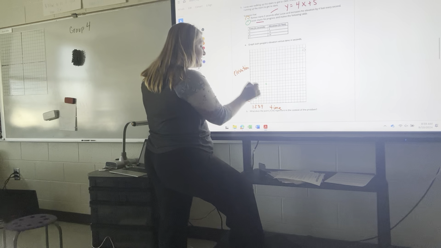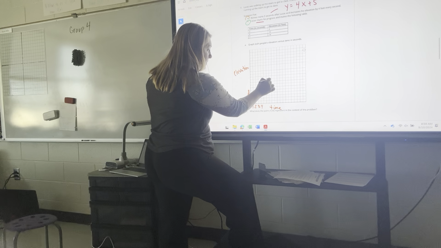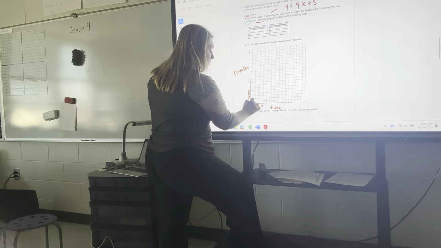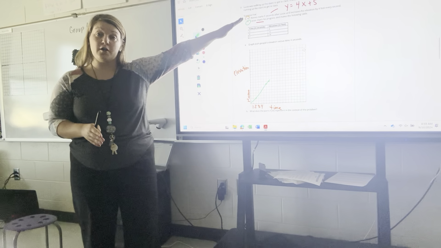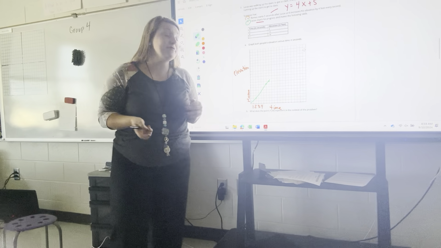Okay? At 7 seconds, he's at 14 feet. So it would look like this, okay? So that's how we would graph Lucas, by just doing the points and then creating a straight line from them, okay? Because we know it's the same rate of change.